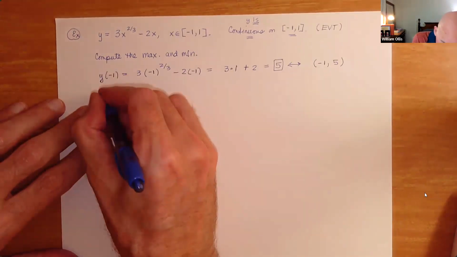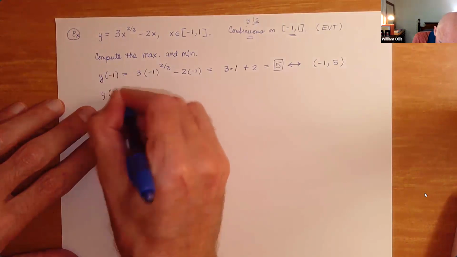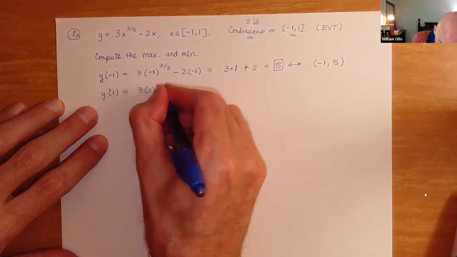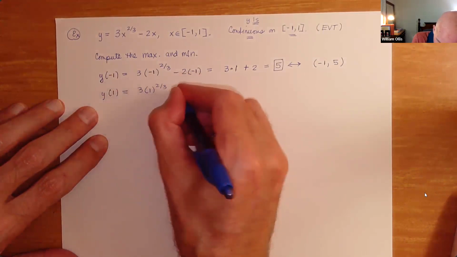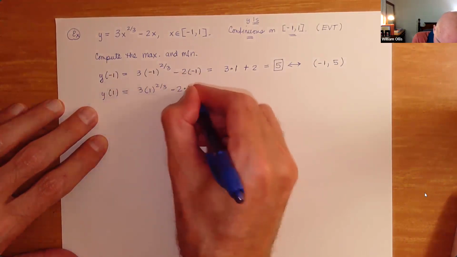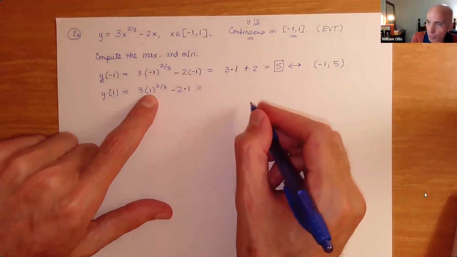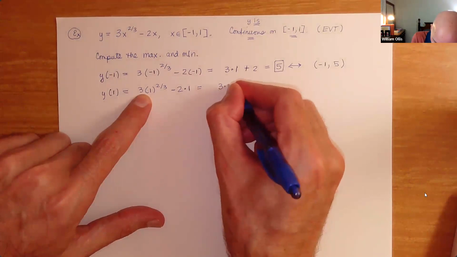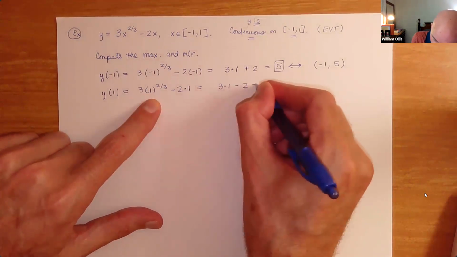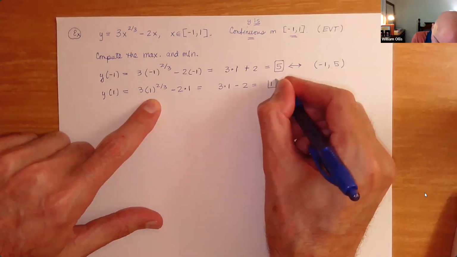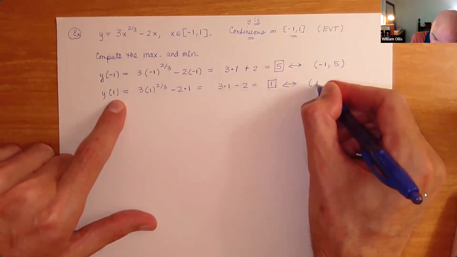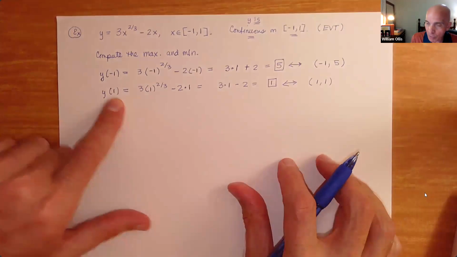Let's go ahead and check y of 1. So we have 3 times 1 to the 2/3 minus 2 times 1. Of course, now the cube root of 1 is 1. We square it, we get 1. So that's 3 times 1. And then, of course, minus 2 gives us a 1. So now we have the value of 1 occurring at the input of 1.